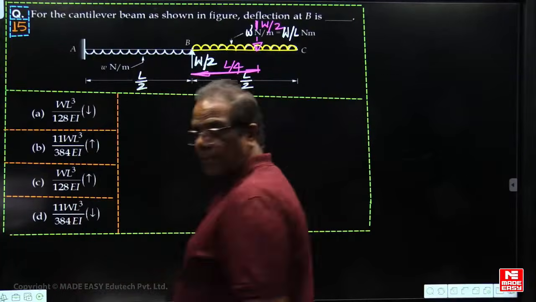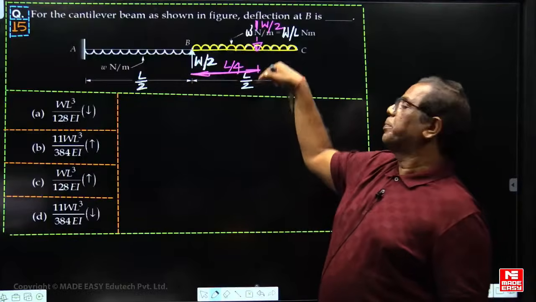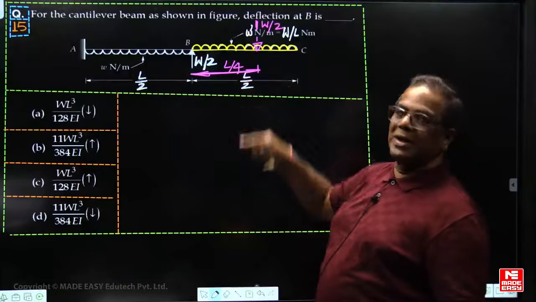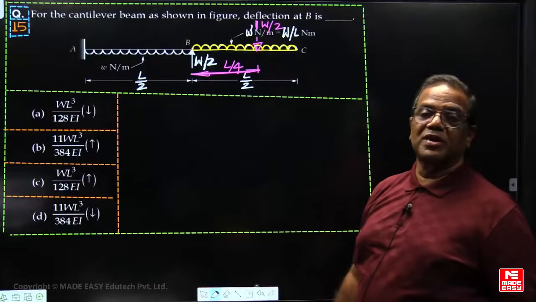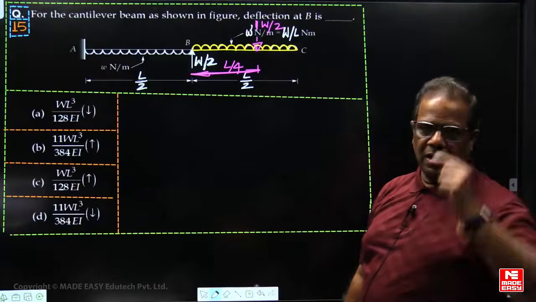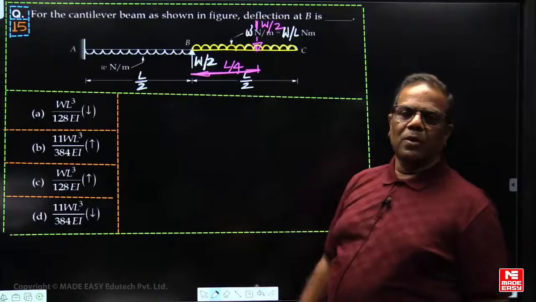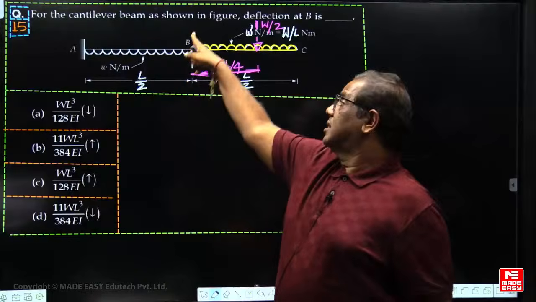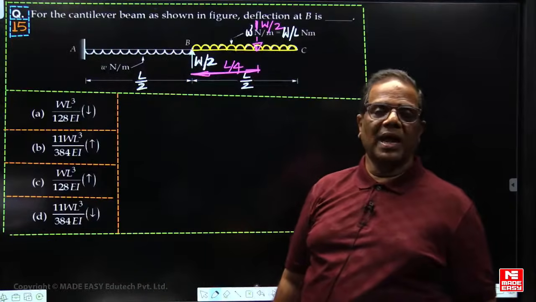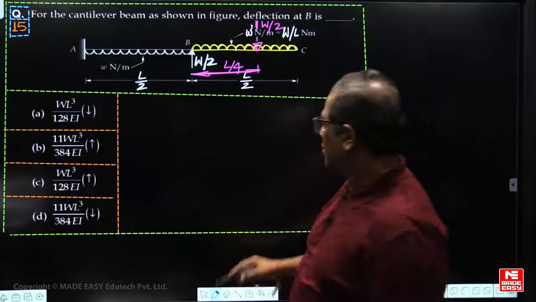L by 4. First convert this UDL into a constant point load. What is the total load? Now W by 2, small w into L by 2. But small w is equal to how much? Capital W upon L. So this total load is W by 2, acting at L by 4. So this load is equal to how many loads at B? A constant point load downward and a couple in clockwise. So overall what now?